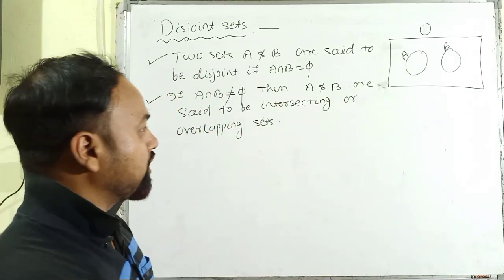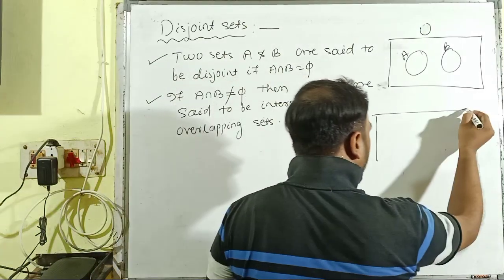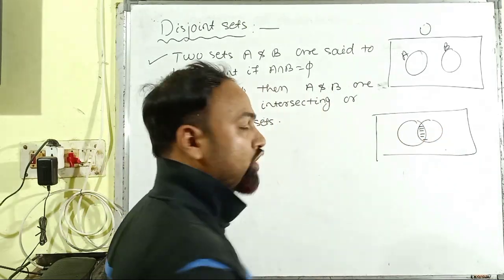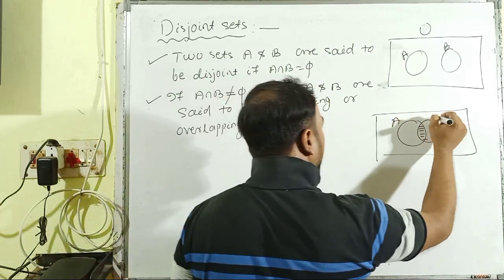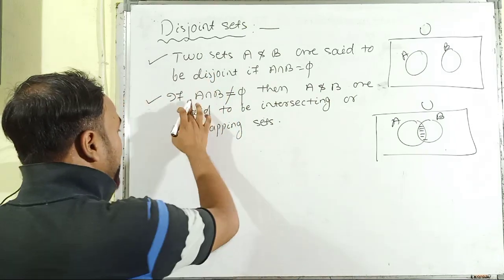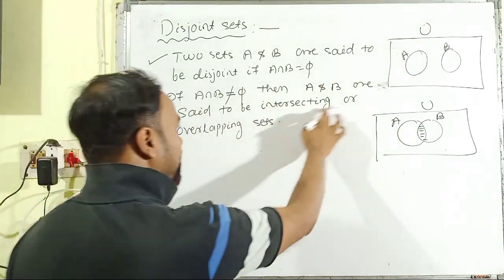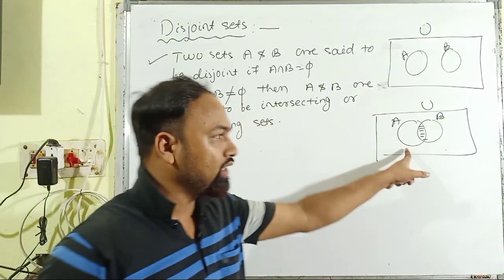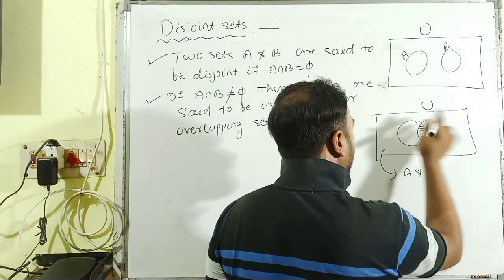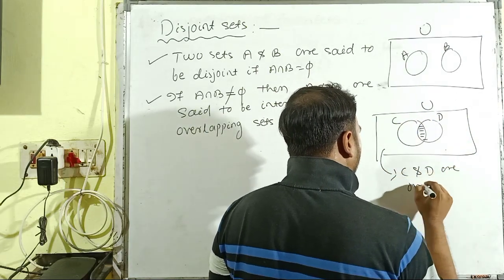Suppose they are not disjoint sets. If A intersection B is not equal to phi, that means they are intersecting and their intersection is not equal to phi. Here are the sets A and B that are subsets of the universal set U. In that case, if A intersection B is not equal to phi, then A and B are said to be intersecting or overlapping sets. Suppose I take these sets as C and D, then you can say that C and D are overlapping sets.